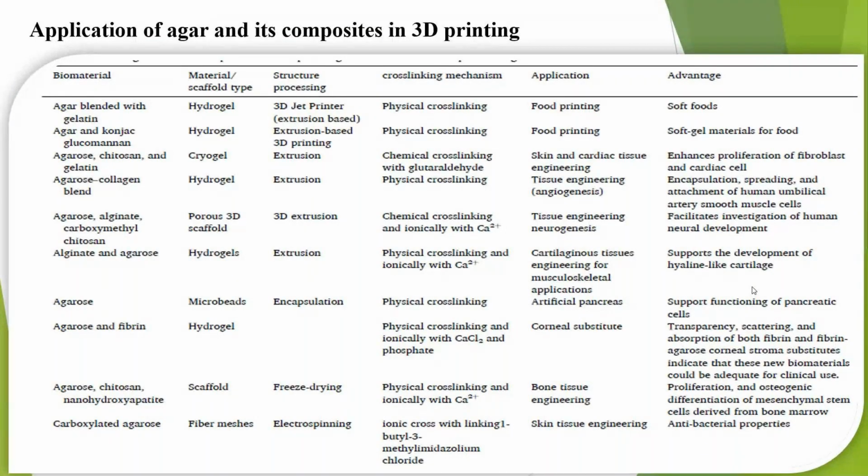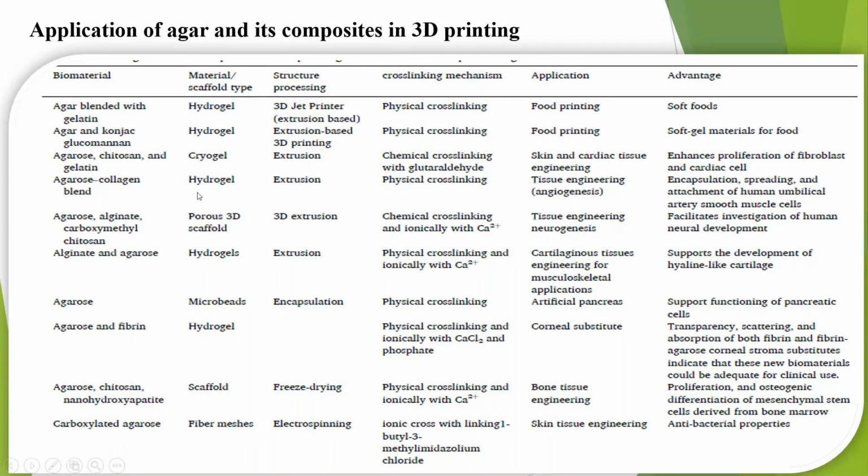So among that, we cannot use the agar as such. We have to blend it with some other material for the rheological properties and also the stability of the agar. So here the agar is blended with gelatin, glucosamine, chitosan, collagen-based materials, alginate, agarose, fibrin, and also nanohydroxyapatite. This combination will make a scaffold type, which may be converted into a porous 3D scaffold.